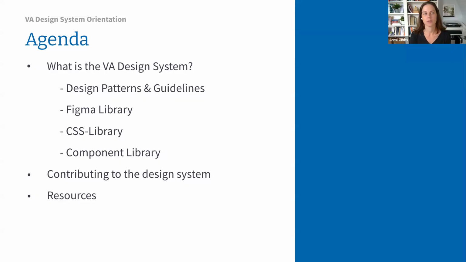So the agenda for this orientation is that I'm going to talk about what is the VA Design System. There are a number of elements and packages and areas that the design system manages. So I'm going to step through each of those things, including the design patterns and guidelines, the Figma libraries, the CSS library package, and the component library. I'll also talk about how you can contribute to the design system and also a few other resources that might be helpful.